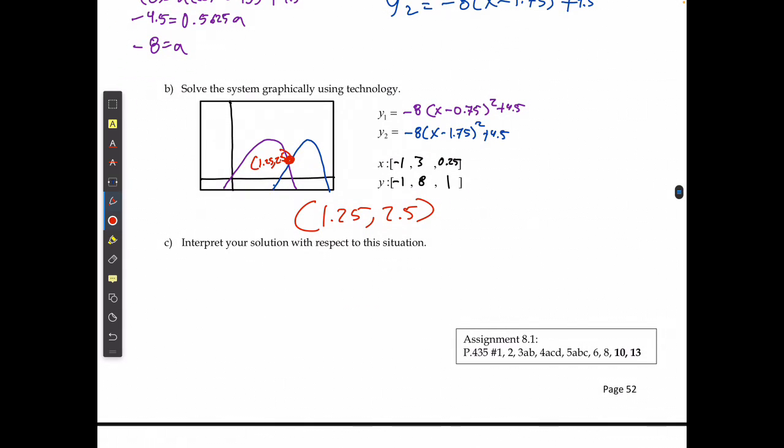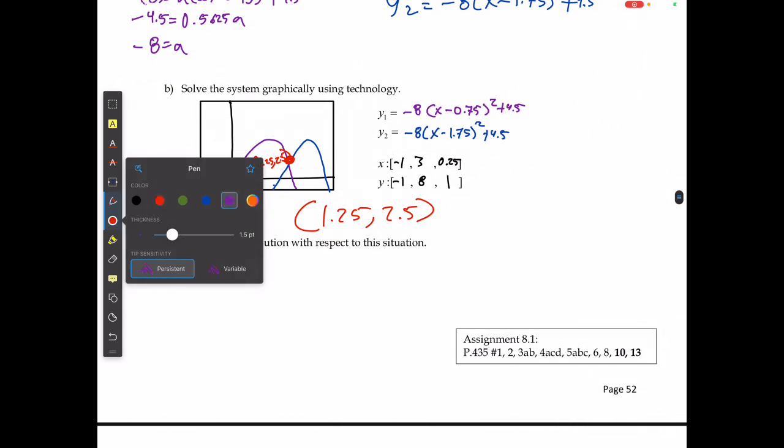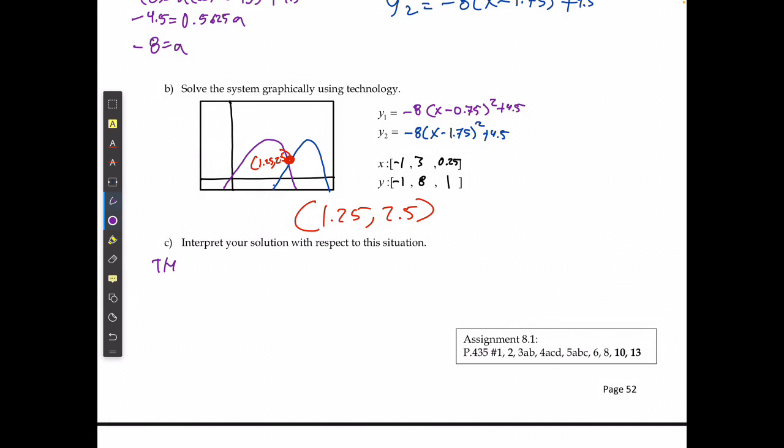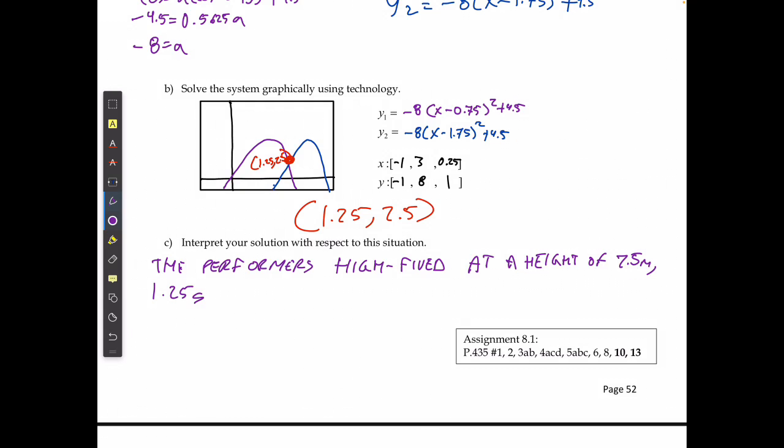If I'm putting the solution into context, then I'm just going to write a sentence. The performers high-fived at a height of 2.5 meters, 1.25 seconds after the start of the stunt.